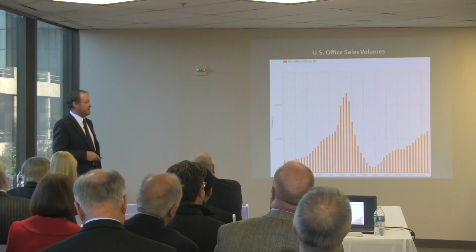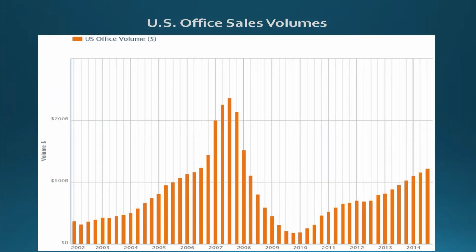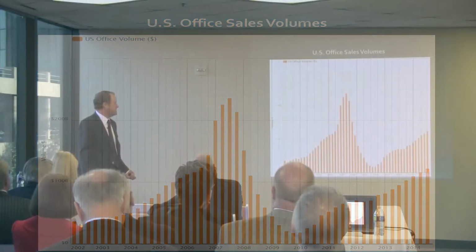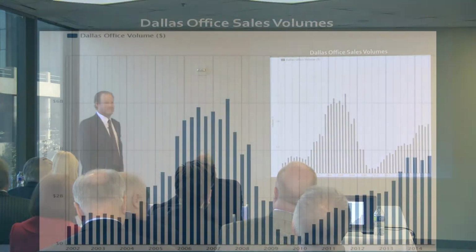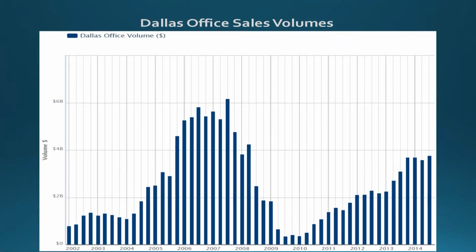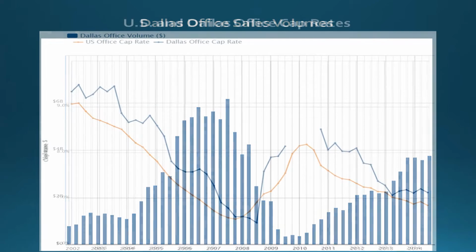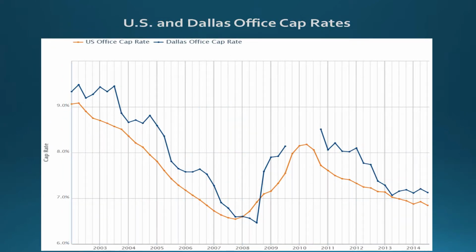These are sales volumes. So huge peak in sales '07, '08, right before the crash. And they're trending upward again, but not at the levels we saw previously. This is U.S. wide. This is Dallas. Very similar there. Sales volumes. This is cap rates. Once again, institutional properties.